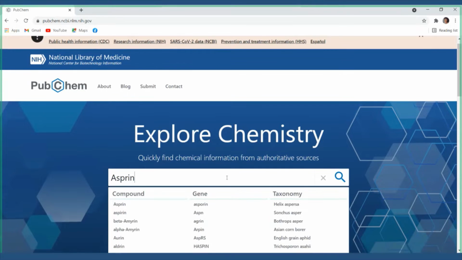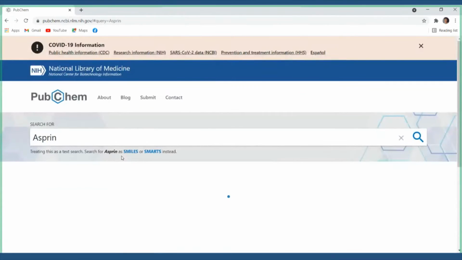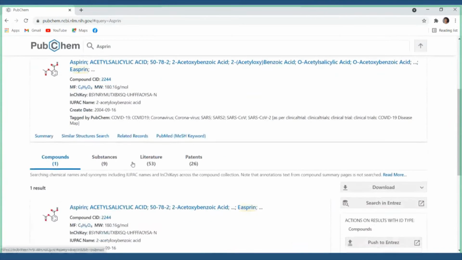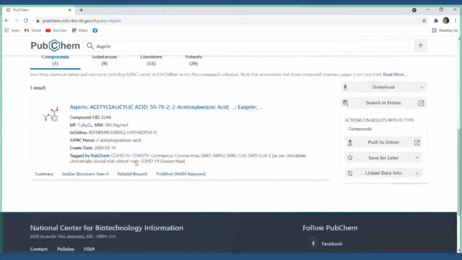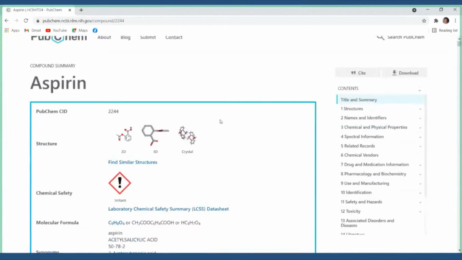So all you need to do is just come to this and type aspirin. Can you see? By the time I type it, it's giving me suggestions. So the first one is aspirin. Click on it. And you see, there are different results. This is aspirin. Click on it. Can you see aspirin? This is aspirin for you.